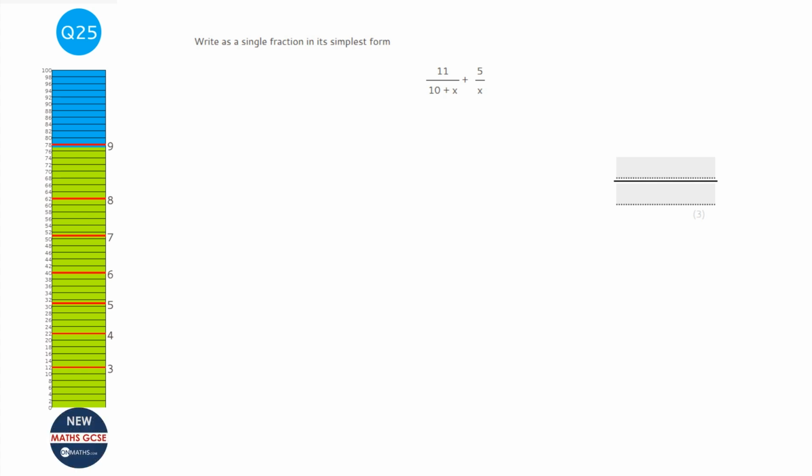Basically I'm going to times both top and bottom of this side by x, and then both top and bottom of the other side by 10 plus x. So 11 times x over this 10 plus x by x as well. Now I've kept that fraction the same because I've timesed top and bottom by the same thing. So it's the same fraction. That's important, that you don't change the fraction. Then I'm going to times the 5 by the 10 plus x.